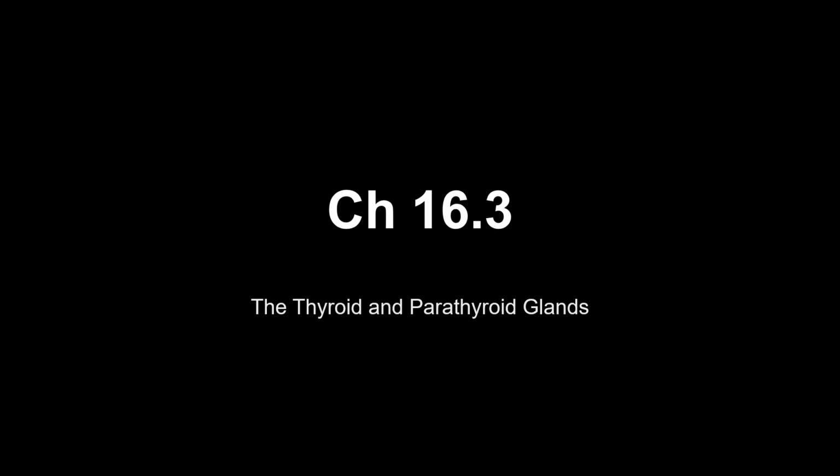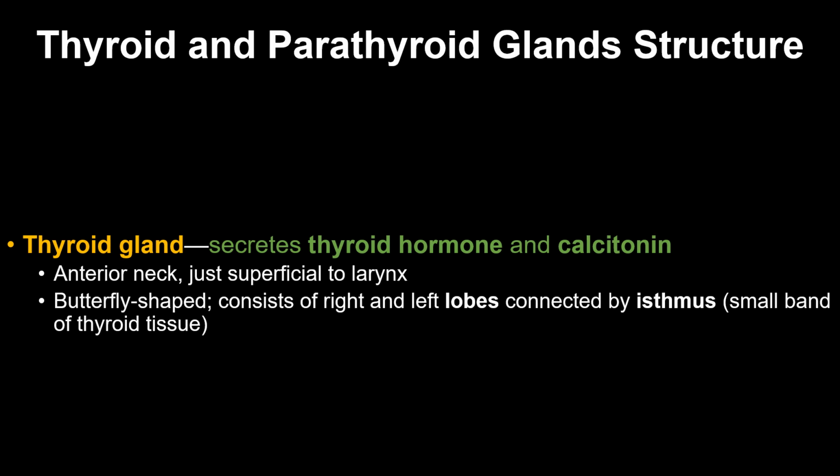Now let's talk about the structure of the thyroid and the parathyroid glands. So the thyroid gland is a butterfly-shaped gland consisting of right and left lobes connected by a small isthmus, this band in the middle. It looks sort of like a bow tie or a butterfly, and microscopically, this thyroid gland is composed of multiple spheres known as thyroid follicles.